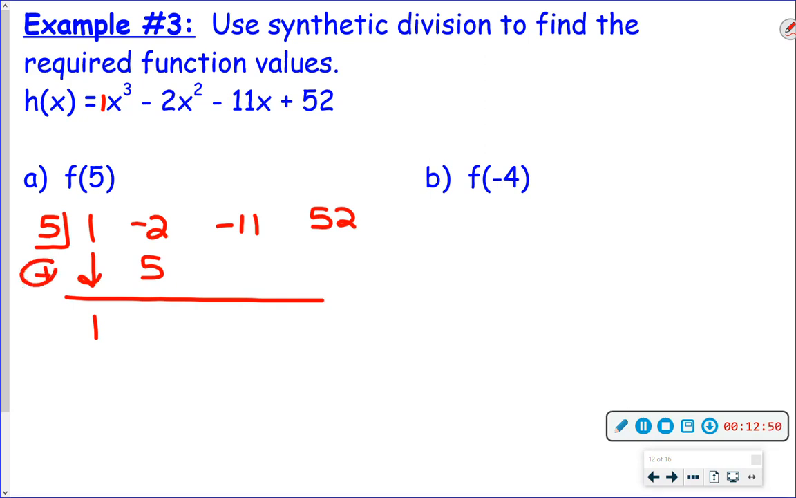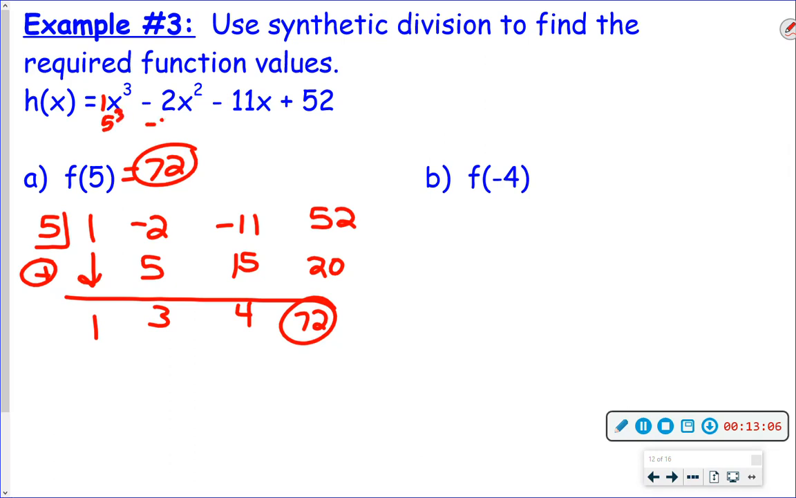Add those together. Negative 2 plus 5 is 3. 5 times 3. Add. 5 times 4. Add. So your final answer is the remainder. This is the remainder theorem. So if you put 5 in for all of these x's and punch that in your calculator, you would get 72. Do I think one's quicker than the other? Hard to say.